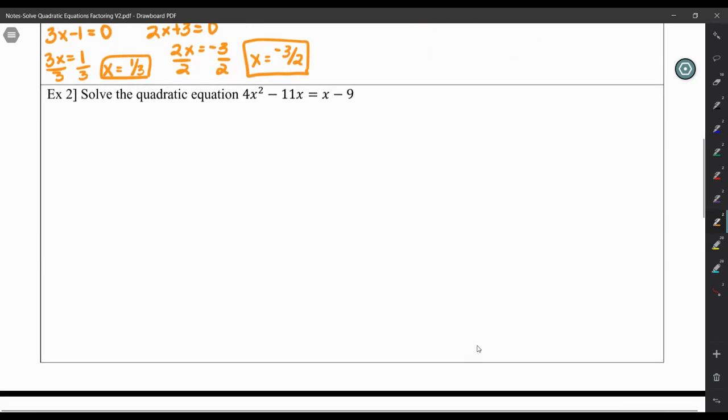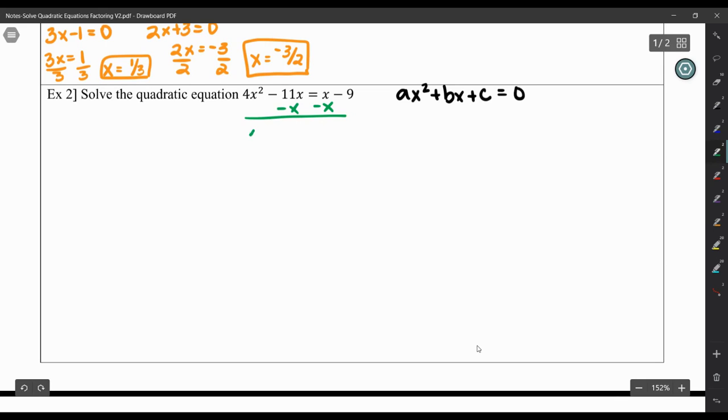Now let's look at example 2. I'm going to help you start it, and then you guys are going to work through it the rest of the way. So first things first, we have to make sure it's in standard form. And standard form is ax squared plus bx plus c equaling 0. Well, I need to move over the x and the negative 9. So I'm going to have to subtract x here, and we end up with 4x squared minus 12x equals negative 9.